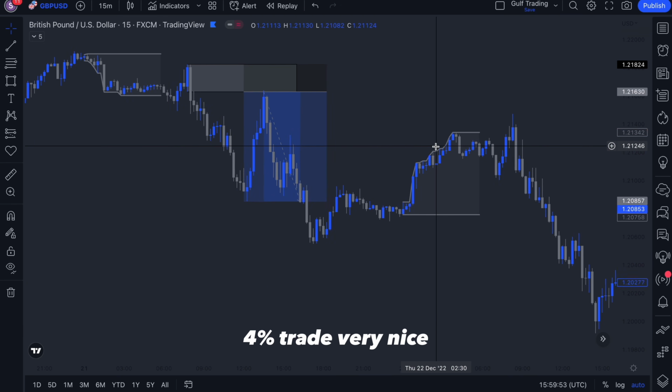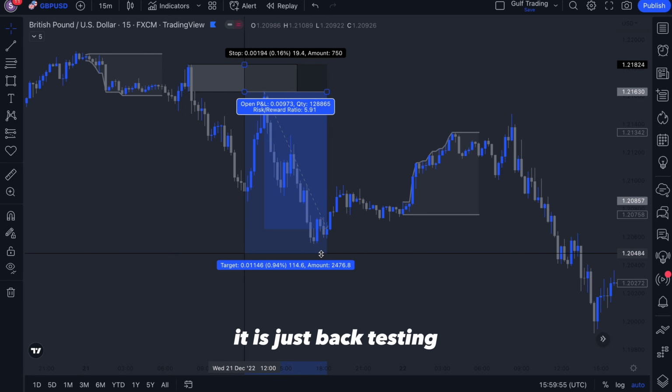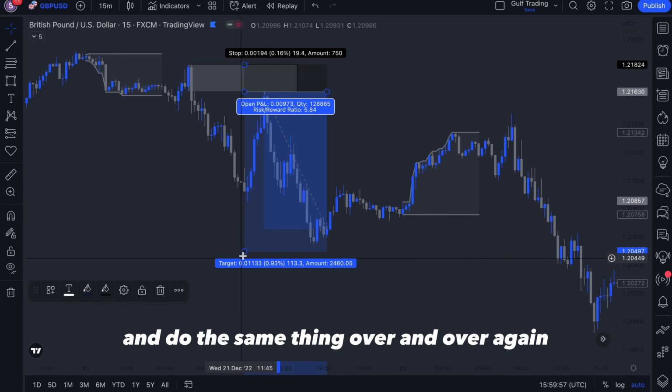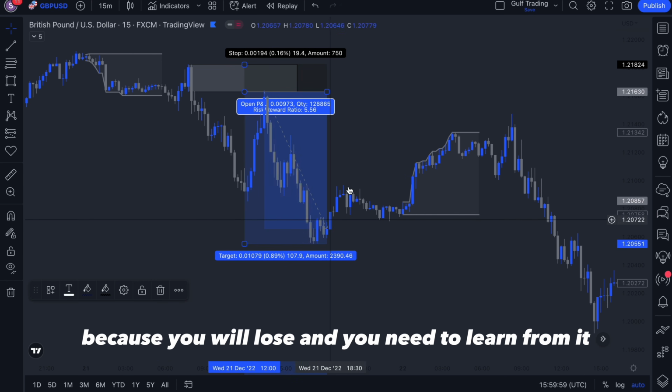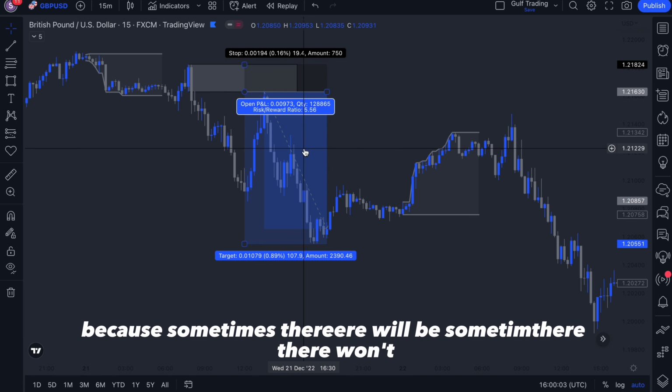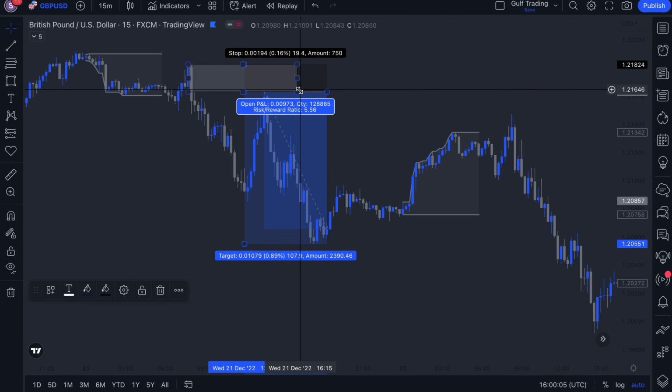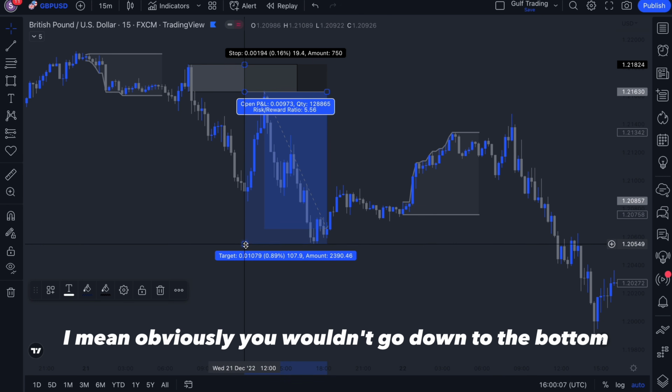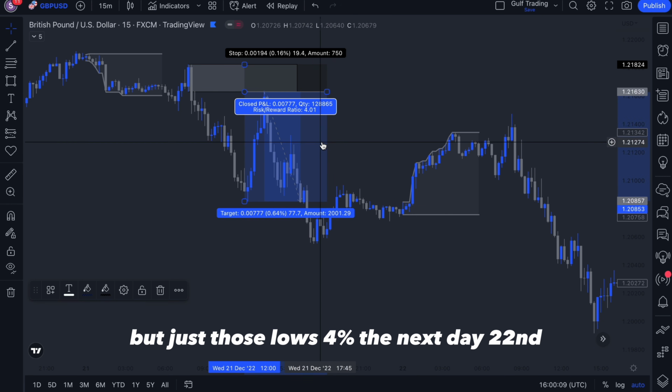4% trade, very nice. It is just backtesting and doing the same thing over and over again, because you will lose and you just need to learn from it. See if there's anything you did wrong, because sometimes there will be, sometimes there won't. But yeah, this is nice. I mean, obviously you wouldn't go down to the bottom, but just those lows, 4%.